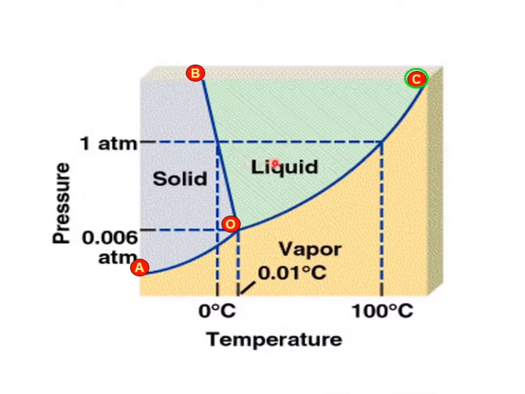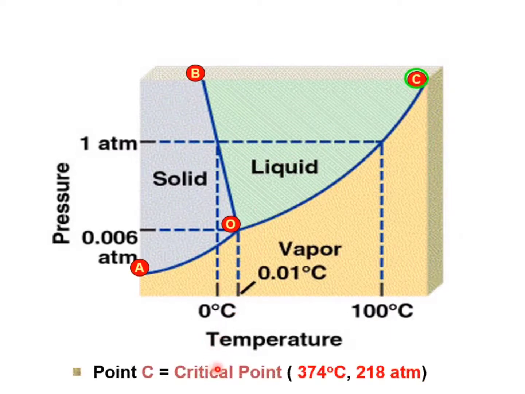Okay, next we look at the critical point of water. Critical point of water here will occur at temperature 374 degrees Celsius at 218 atm. So agak besar juga dia nak achieve critical point, dia punya pressure and temperature. So above critical point, we know that the phase changes tak dapat dikenal pasti.